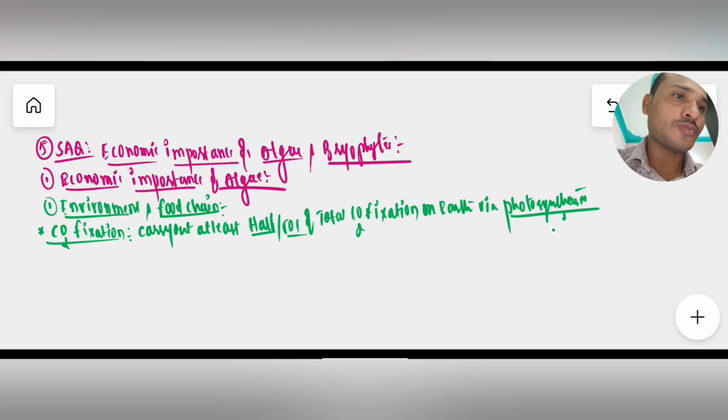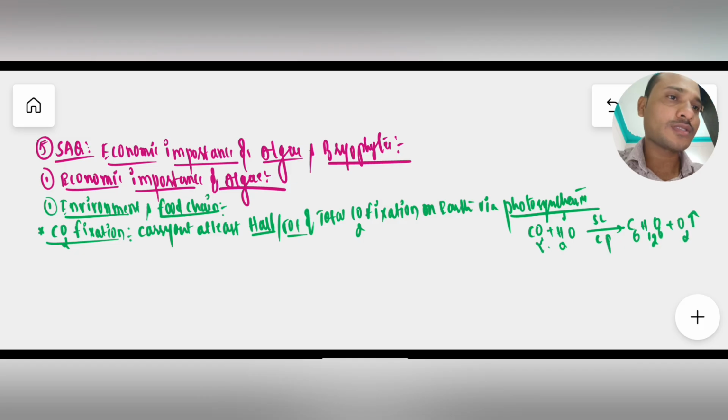For photosynthesis we require carbon dioxide and water in the presence of sunlight and chlorophyll pigment, and it gives rise to food. It prepares food, C6H12O6, and also it gives oxygen. So 50% of the total carbon dioxide fixation on Earth is carried out by algae.